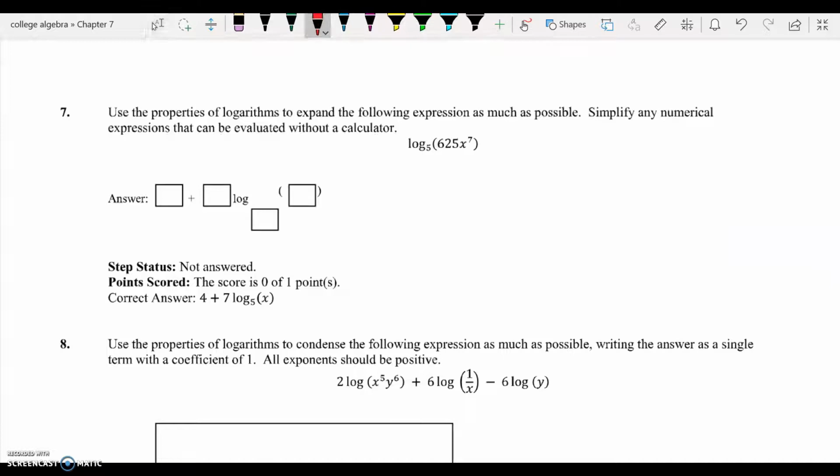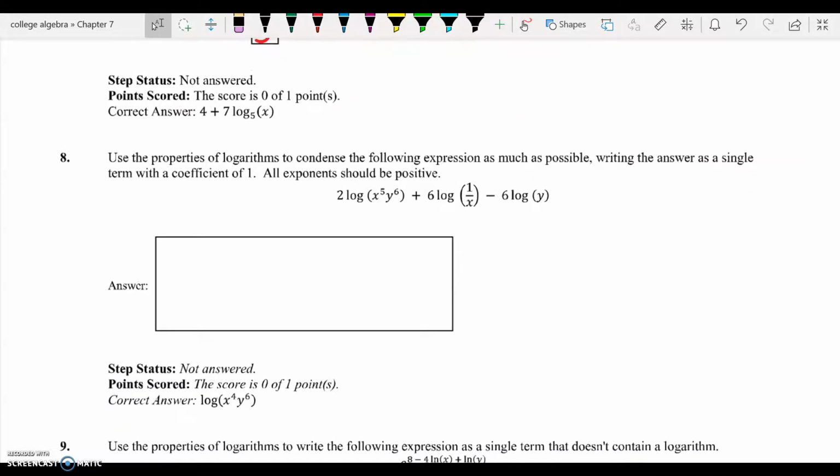Number 7, kind of going back to what we did before, you got to think 5 to the what is going to give me 625. In this case, it ends up being 4, so that's the number that goes out front. Now my exponent of what's left over is what's going to go in front of my log. My base stays the same, and then all I have left is an x. So that's how you do those problems.